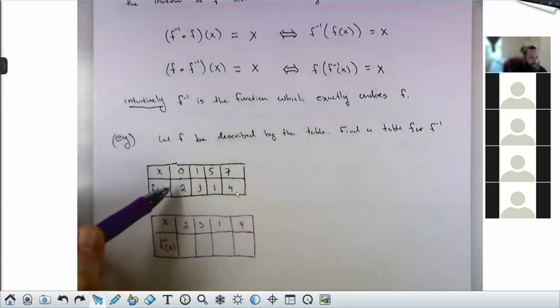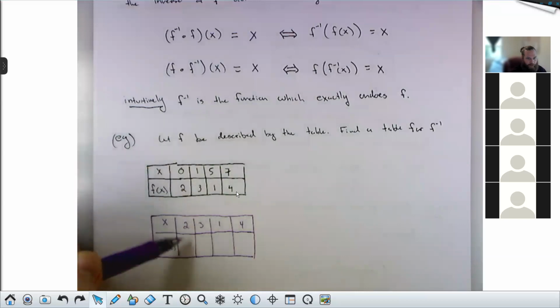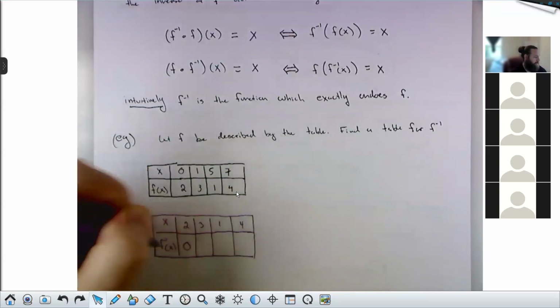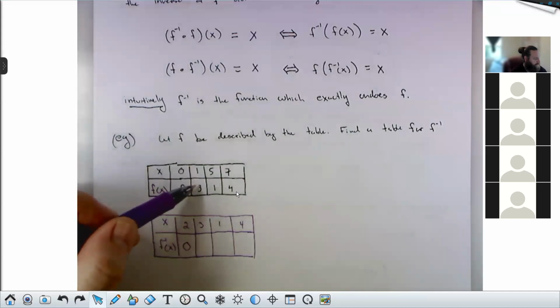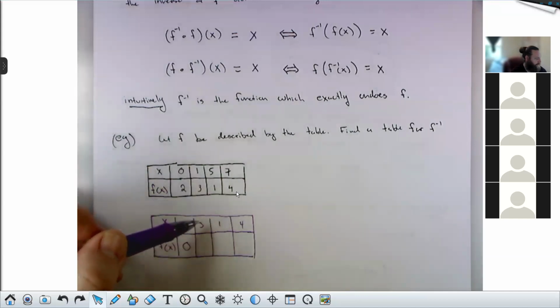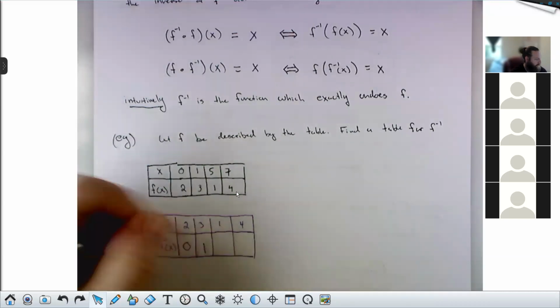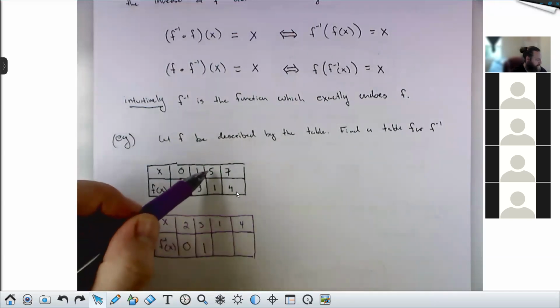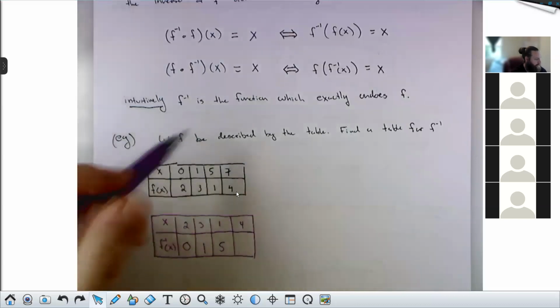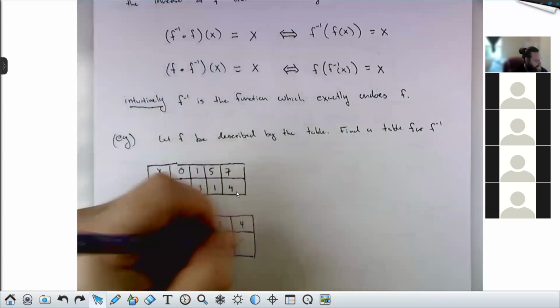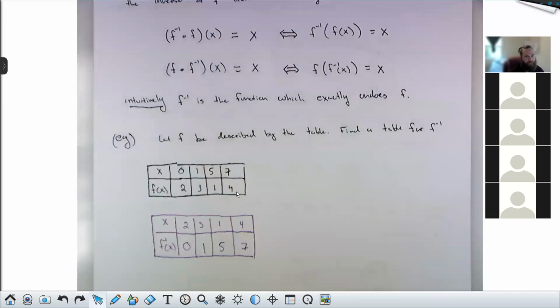F, the original function, sent 0 to 2. So if F inverse is going to undo that, F inverse needs to send 2 back to 0. The original function F sent 1 to 3. So for the inverse function to undo that, it must send 3 back to 1. The original function sent 5 to 1, so the inverse has to send 1 back to 5. The original function sent 7 to 4, so the inverse has to send 4 back home to 7. This would be the table for F inverse.